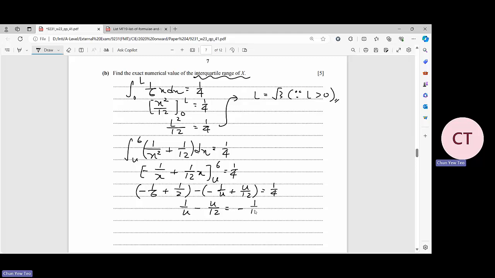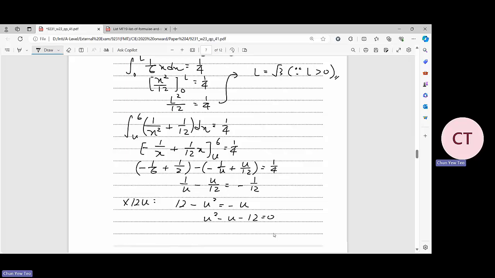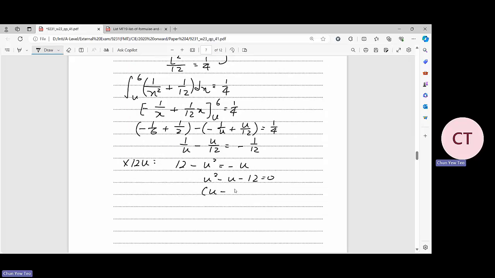a negative 1/12. I multiply everyone by u, I get 1 minus... I think multiplying by 12u will be better. I don't want to see fractions. Avoid seeing fractions. So I get 12 minus u square equals the negative u. So u square minus u minus 12 equals 0. Factorize it, u minus 4 and u plus 3. Your u will be 4 and u will be negative 3.